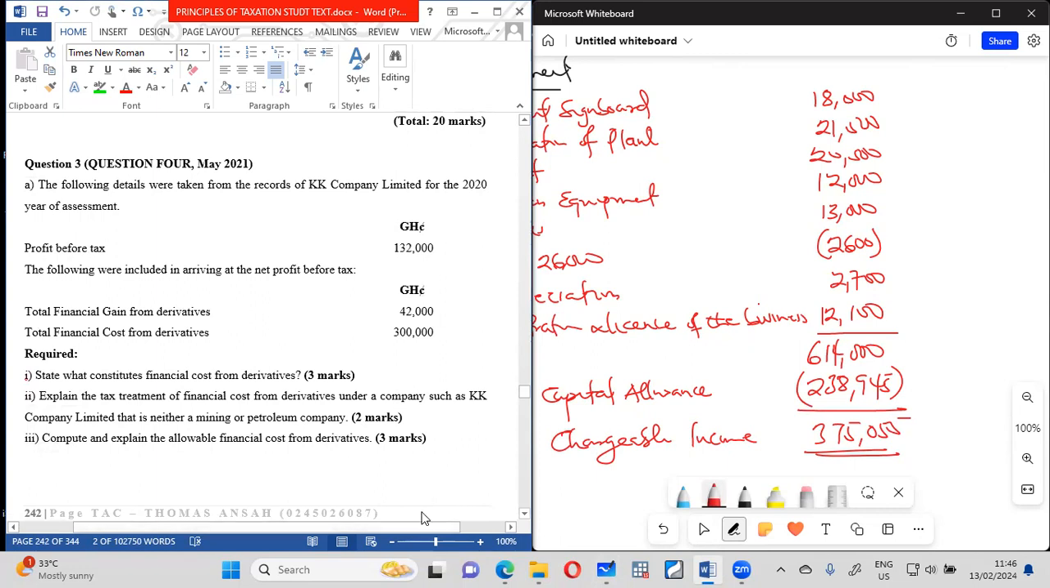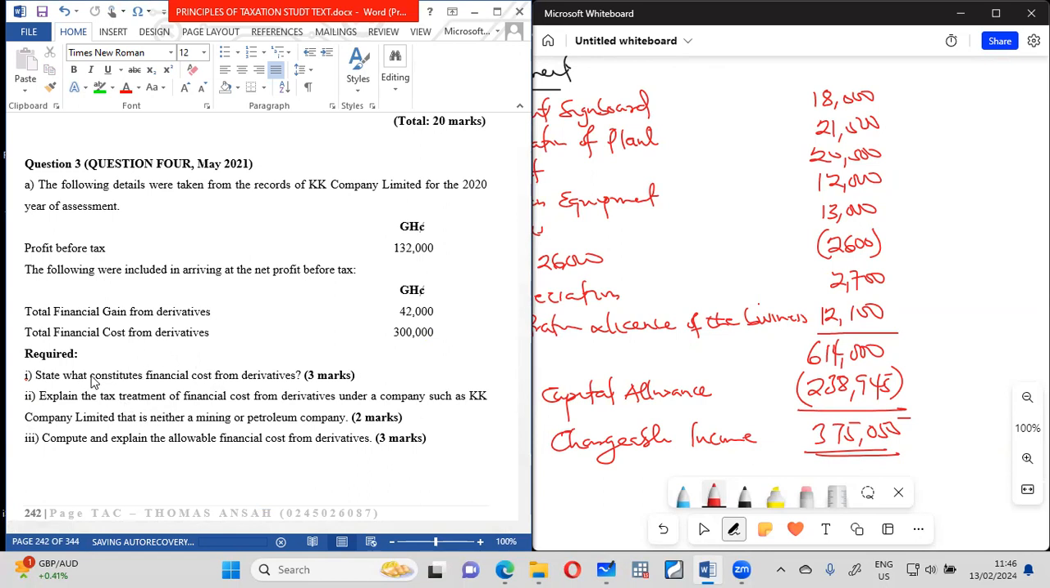So learn through this. May 2021, you have profit before tax. Finance gain and finance cost, this is another thing we learned over there. It says explain the treatment of derivative under the company. It says what constitutes finance cost.